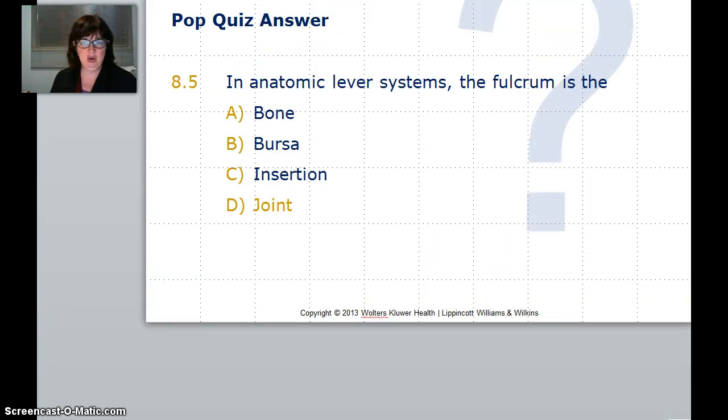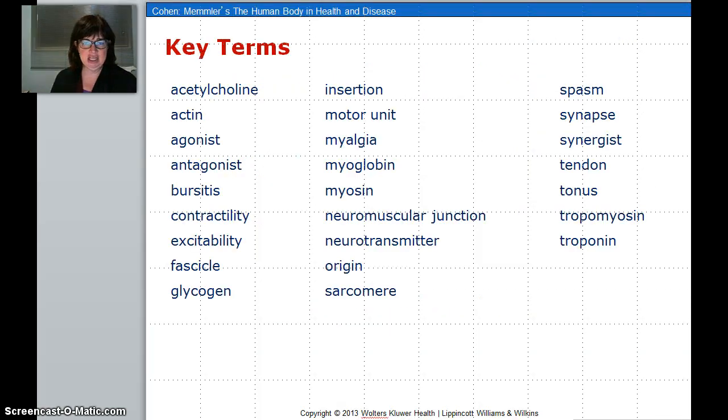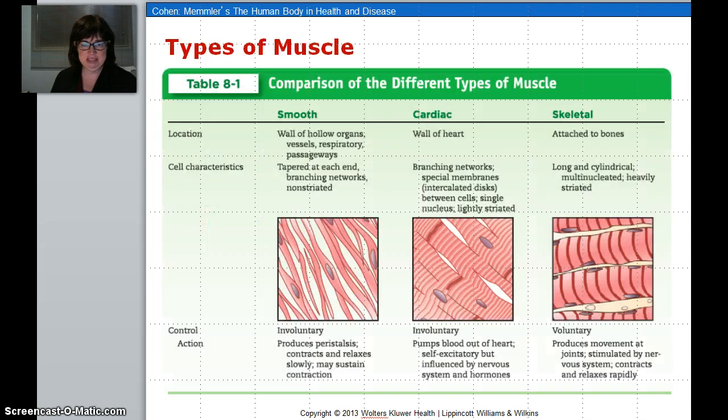Good. Let's go to the beginning and look at the different types of muscle. If you remember back to tissue, which is Chapter 4, there are three types of muscle: smooth, cardiac, and skeletal. And the location is, skeletal is obvious on the skeleton. Cardiac is the heart. And smooth is anytime you need slow contraction. So you're looking at your organs, your vessels, respiratory passageways, your digestive system, full of smooth muscle.